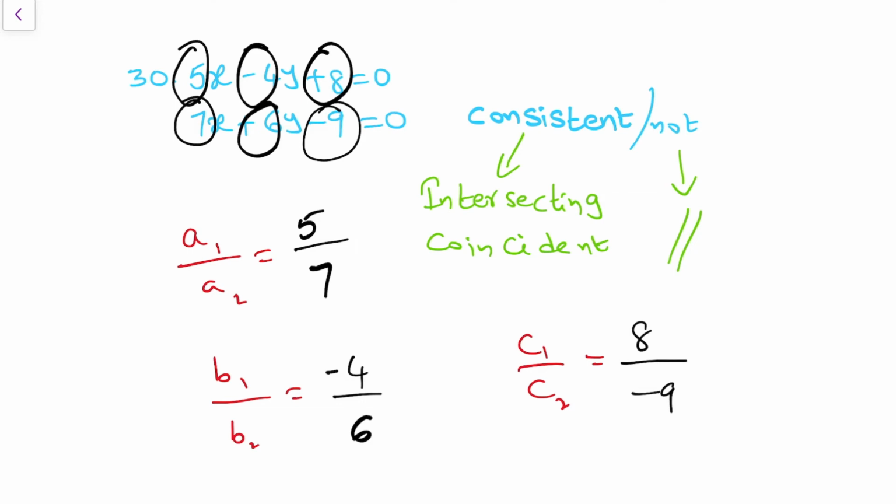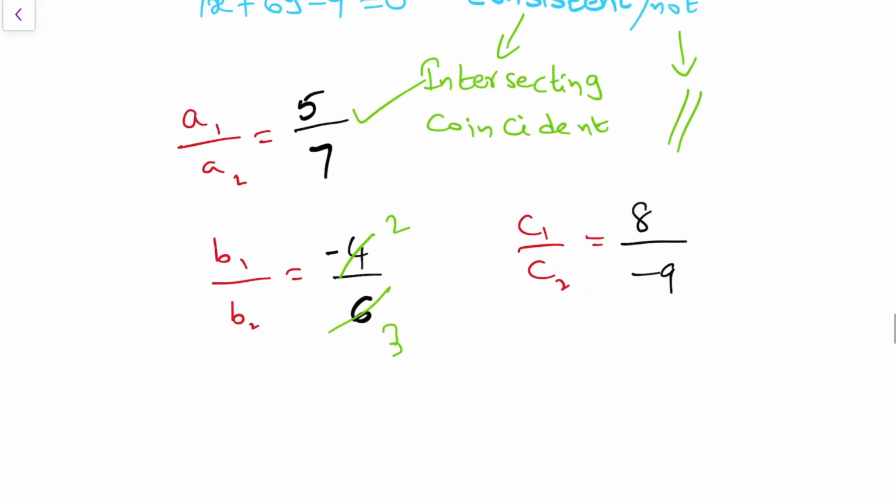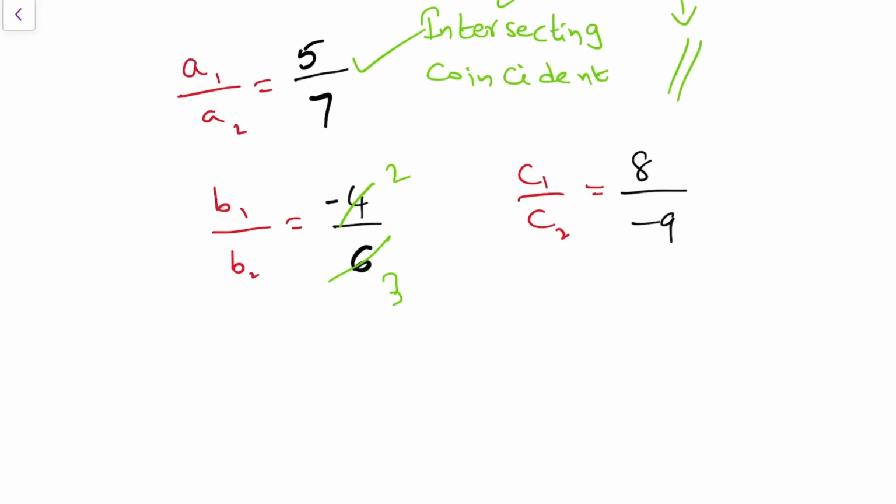Now let us check whether these ratios are the same or different. 5 by 7 we cannot simplify further. Minus 4 by 6, 2 2s are 4, 2 3s are 6. 8 by minus 9 we cannot simplify further. First answer is 5 by 7. Second answer is minus 2 by 3. 5 by 7 and minus 2 by 3 are not at all equal.